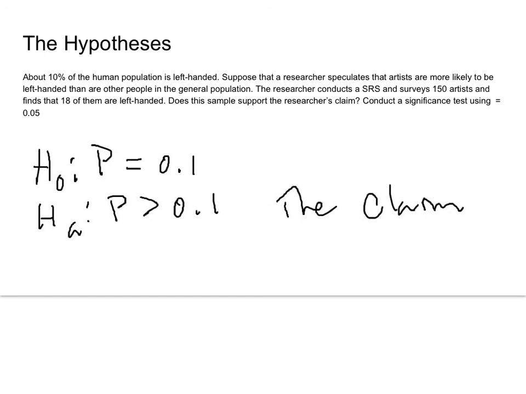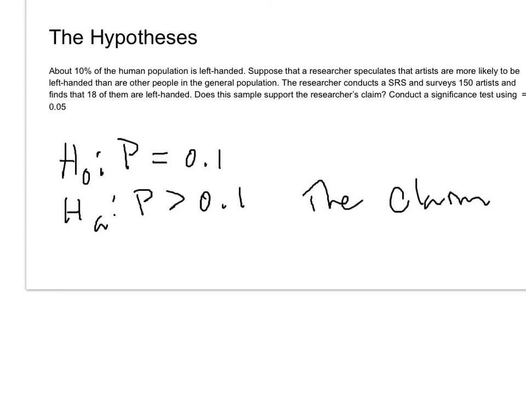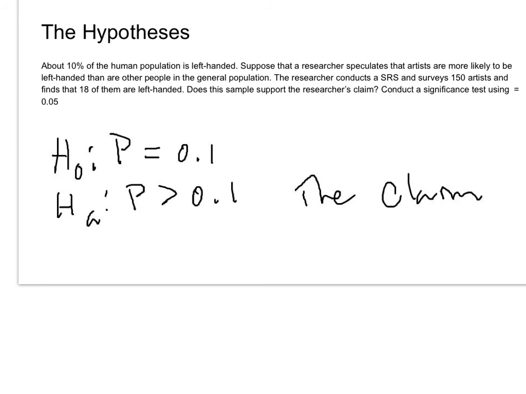And then, similar to what we did with averages, with means, we say that, notice the capital P, I'm not using p-hat, I'm using P. This is the population proportion for left-handers, and it is equal to 0.1. Artists aren't any different, is what this is saying. And this is the claim that the research is making, that artists are different. They have a higher proportion of left-handers than the general population.